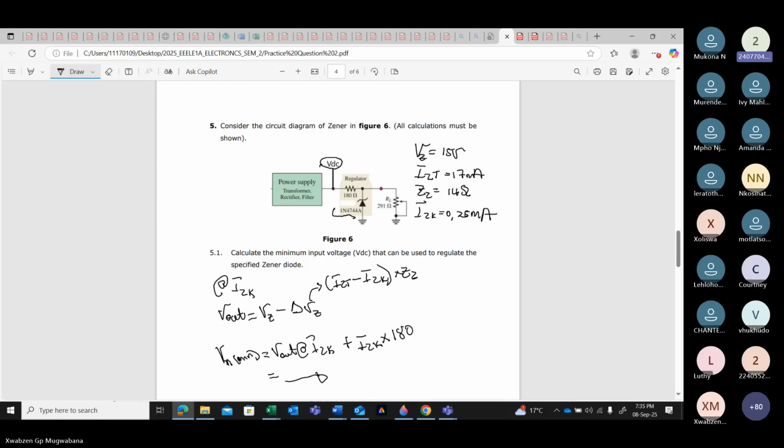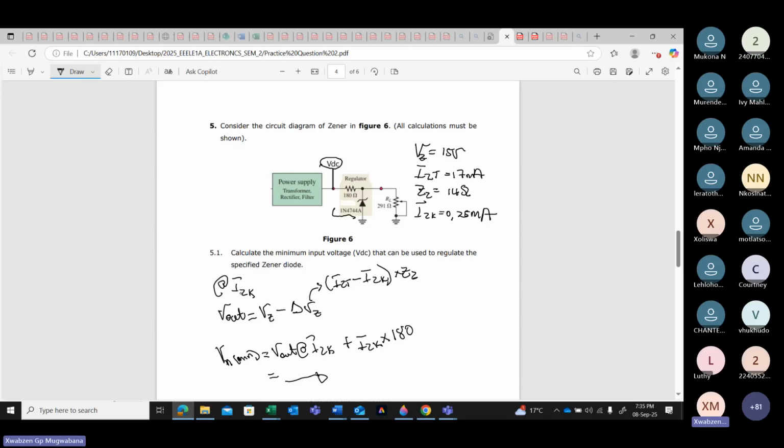Sir, can you please repeat the one that you just wrote right now? Which one? V in minimum. V in minimum. Yes, minimum. V in minimum. And if you found your V out at IZK.